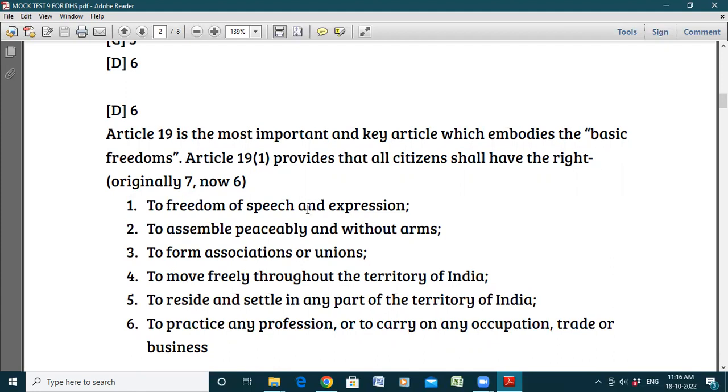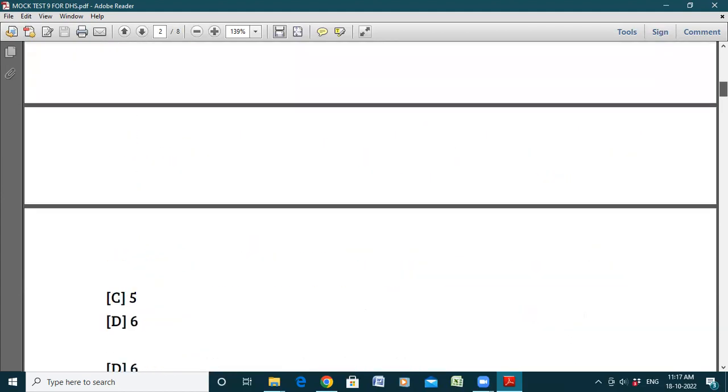To freedom of speech and expression, to assemble peaceably and without arms, to form associations or unions, to move freely throughout the territory of India, to reside and settle in any part of the territory of India, to practice any profession or to carry on any occupation, trade or business. These are the 6 freedoms under Article 19. So option D is the correct answer.